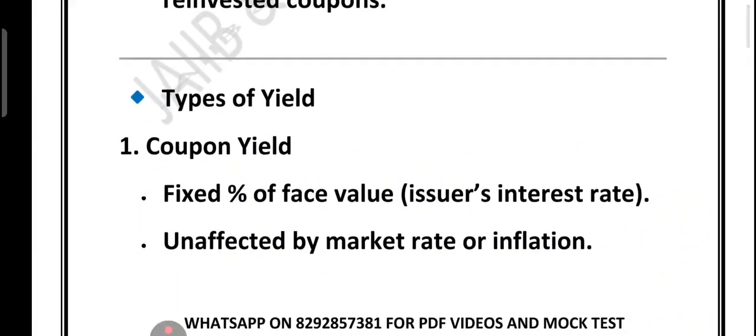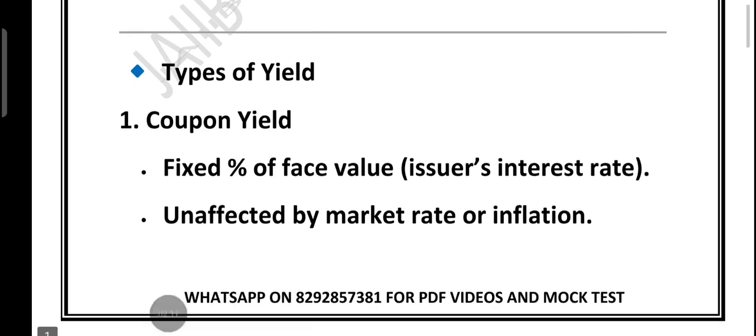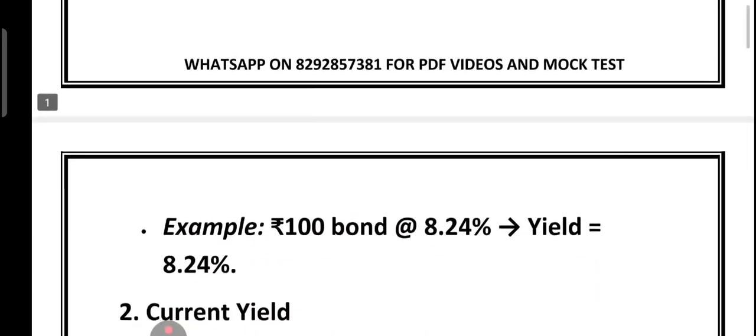Now friends, let's talk about the types of yield that we have. The first kind of yield is called the coupon yield. What is the meaning of this coupon yield? Basically, this is a fixed percentage of the face value, and it is unaffected by the market rate or inflation. So it means inflation or market rate does not affect the coupon yield.